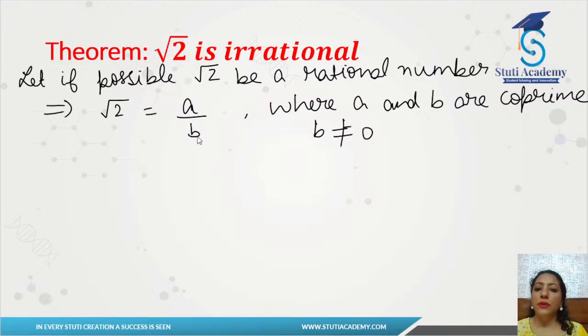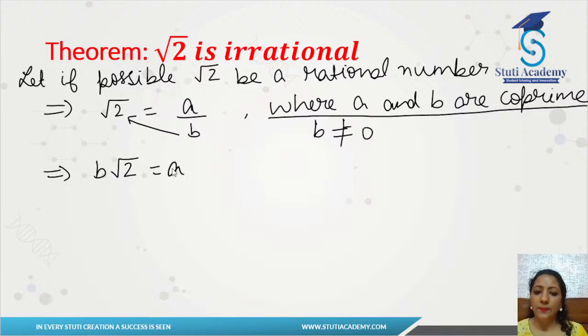Root 2 is equal to a upon b, where a and b are co-prime. Children, this is very, very important because we'll arrive at the contradiction using this statement only. Do not forget to write the statement. Now in the next step, we'll take this b on the other side and multiply. So we will get b root 2 is equal to a.